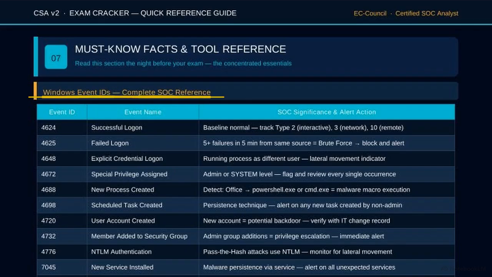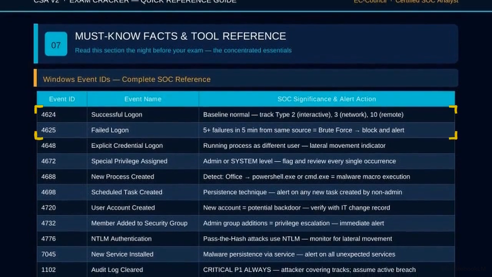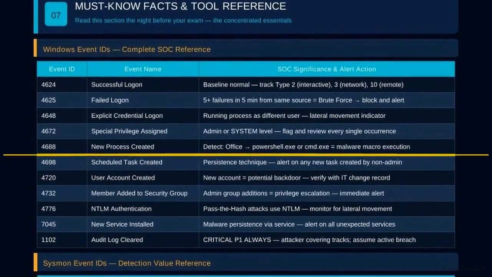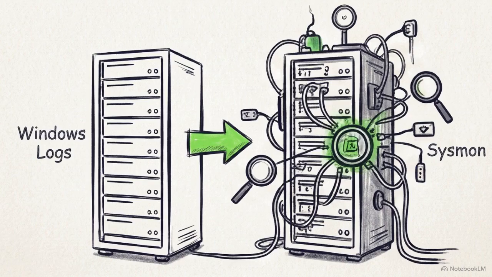This reference table lists the baseline Windows event IDs you must recognize. You need to distinguish event ID 4624, a successful logon, from 4625, a failed authentication. Furthermore, the system relies on event 4688 to track new processes, essential for identifying malware execution. Standard logs are limited, so the exam relies heavily on Sysmon for more complex detection scenarios.